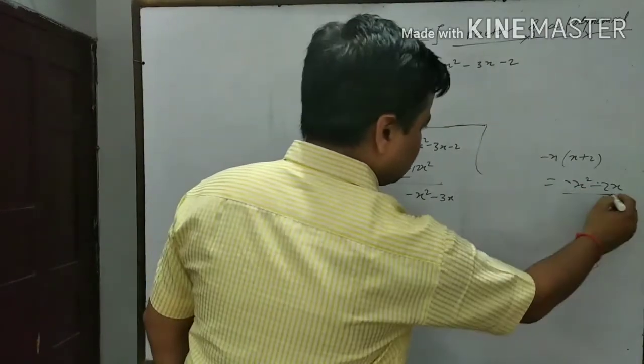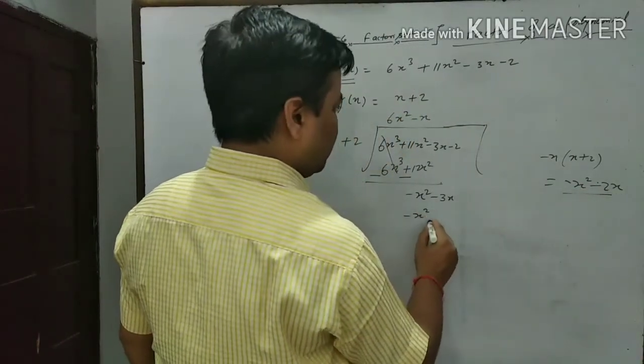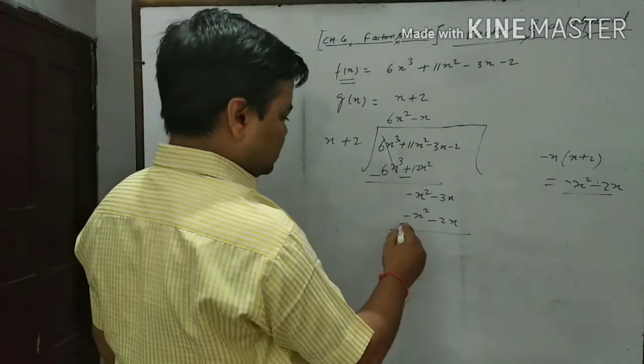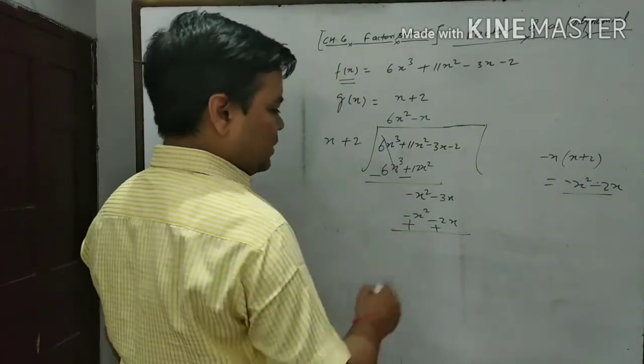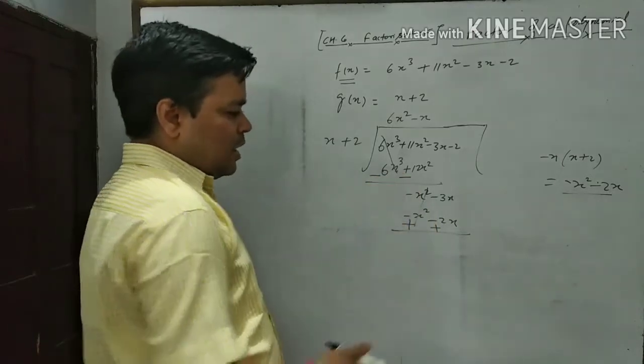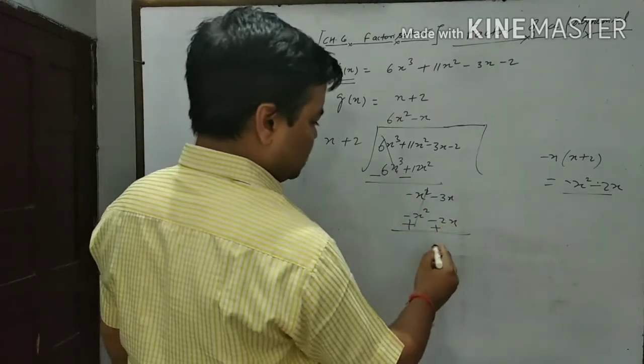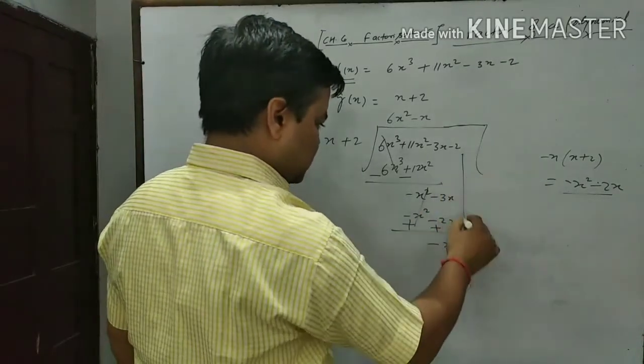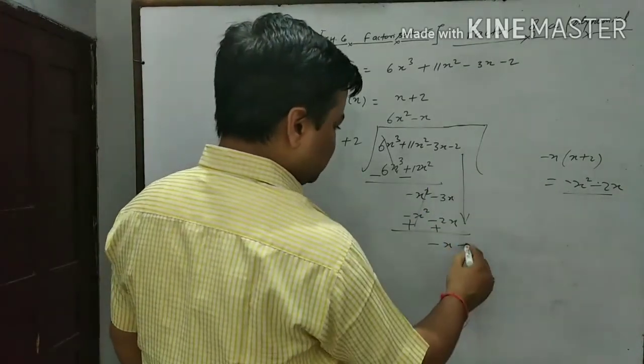So now put this minus x square minus 2x here. Again, if we subtract, the sign will be changed. It will be plus. Here also it will be plus. Again it will be cancelled. And here minus 3x plus 2x will be minus x. Now we take the last term here, that is minus 2.